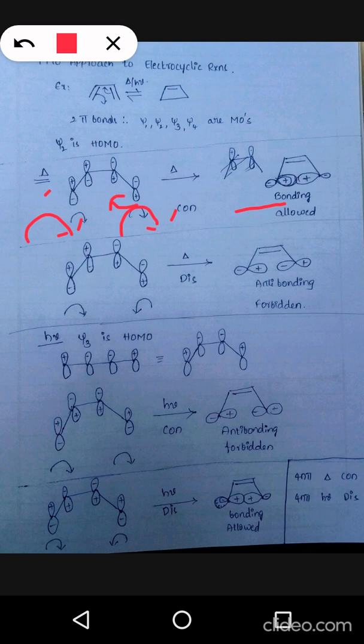Plus overlap will lead to bonding condition and it is favorable. So under thermal condition, by conrotation, bonding takes place. Now let us see what will happen by disrotation of the p orbitals. Here disrotation means rotate one orbital in clockwise direction.